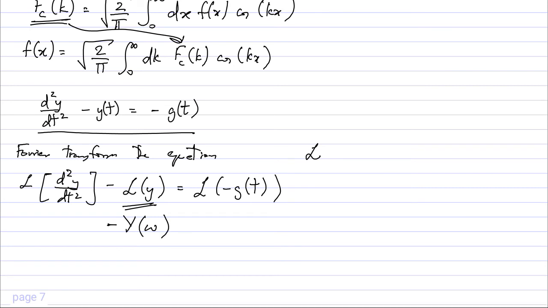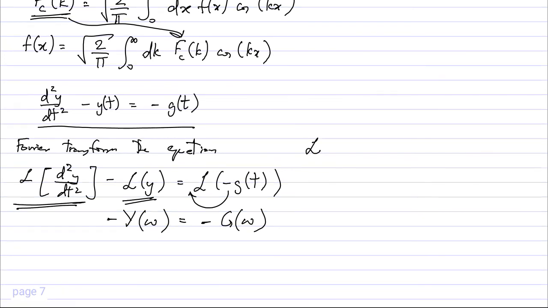Since the Fourier transform operation is linear, I can pull this minus sign outside. That is obvious from the integral definition of the Fourier transform. And you're left with the Fourier transform of g of t, which I denote as capital G of omega. What is left is this thing. Now there is a useful trick to doing this. So first of all, let me calculate the Fourier transform of dy by dt.